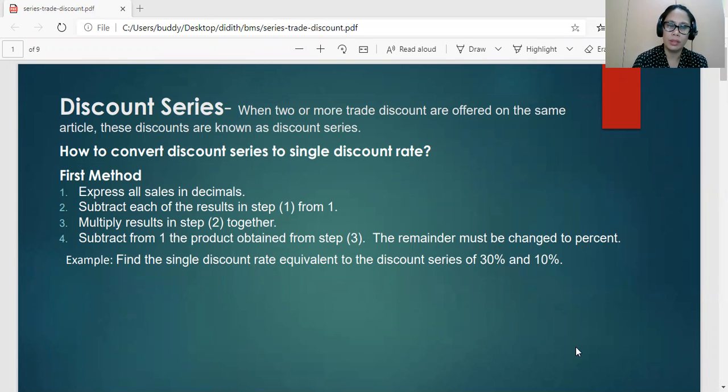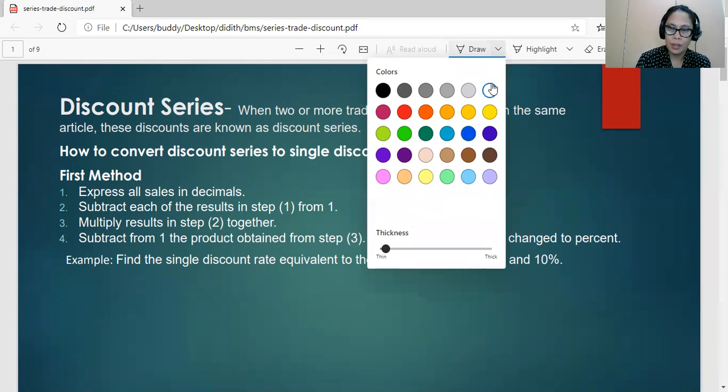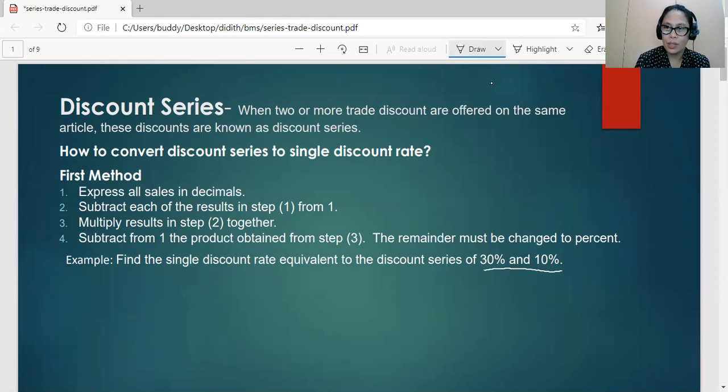For the first method, the first step is to express all the discount series in decimals. For example, we're going to convert 30% and 10%. This does not necessarily mean that the single discount rate is 40%. You're not going to add the two and then come up with a single discount rate. So by following the steps, first we express 30% and 10% as decimals. So we have 0.3 and then 0.1.